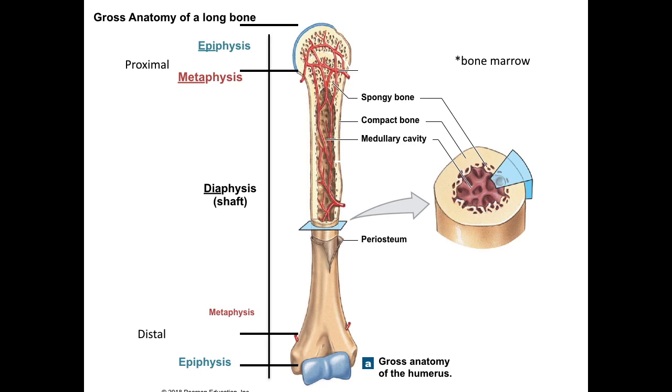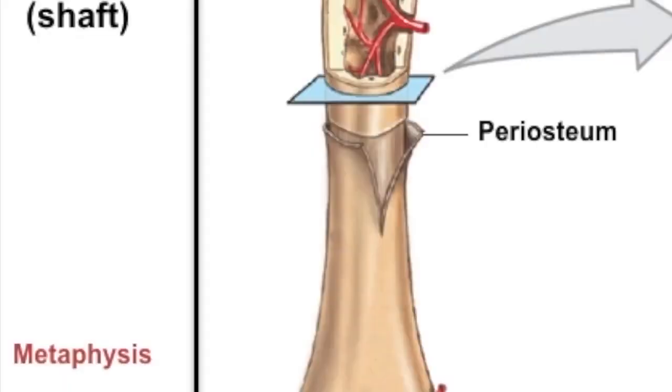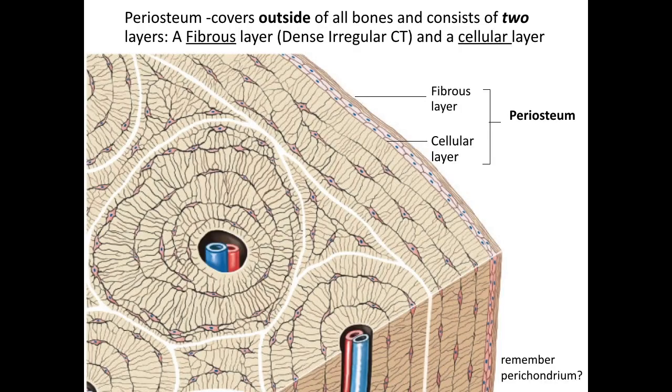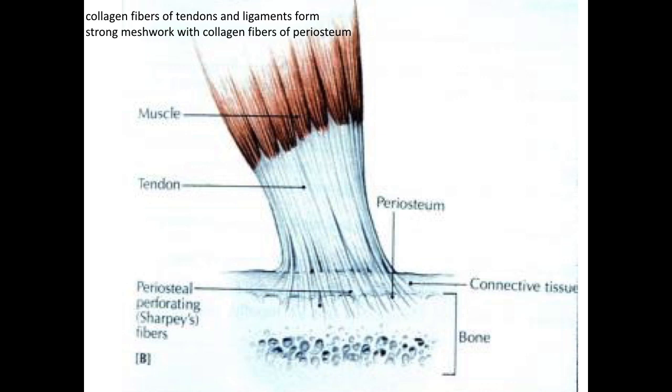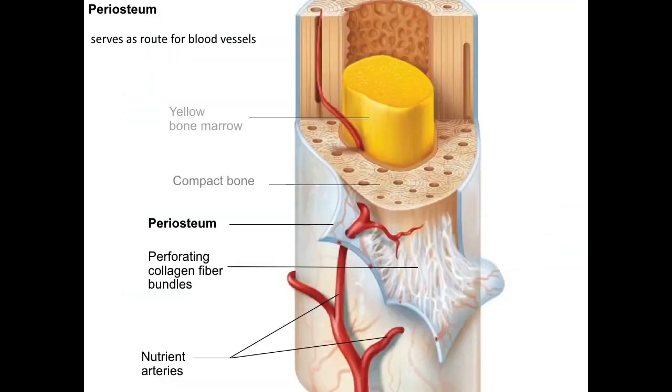The bone is also covered by a fibrous connective tissue layer called the periosteum. The periosteum, like the perichondrium, is made up of two layers: a fibrous layer of dense, irregular connective tissue, and a cellular layer, which will be important in maintaining bone growth and remodeling. That dense, irregular connective tissue will be an important part of how tendons and ligaments insert into the bone tissue. It also provides a route for nerves and blood vessels before they penetrate into the bone tissue itself.